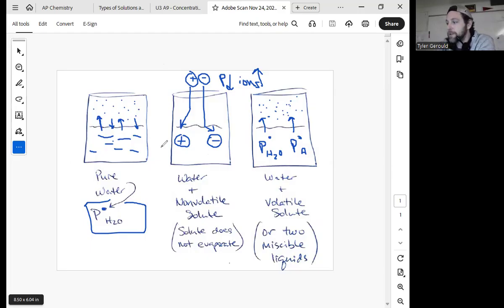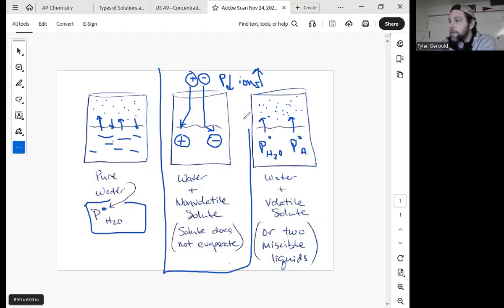So the most common example that we're going to deal with is this one in the middle, where we have some sort of dissociating salt or some sort of soluble salt that is non-volatile. And non-volatile means whatever solute you put in there doesn't have a vapor pressure. The vapor pressure is still just the solvent. And so we can base that calculation on that.